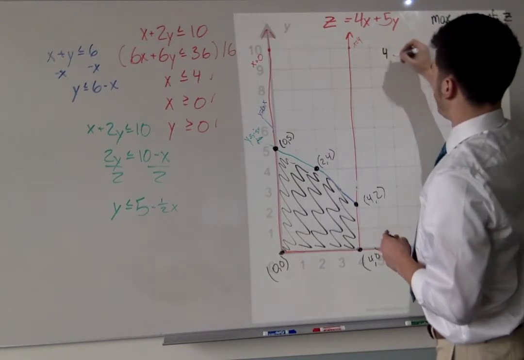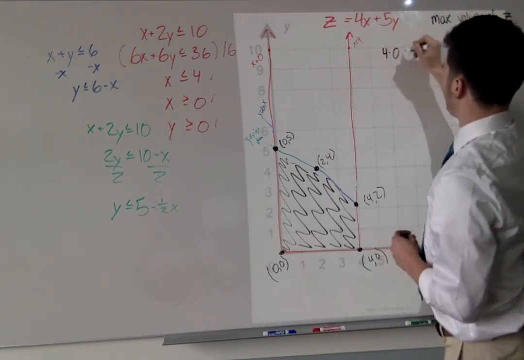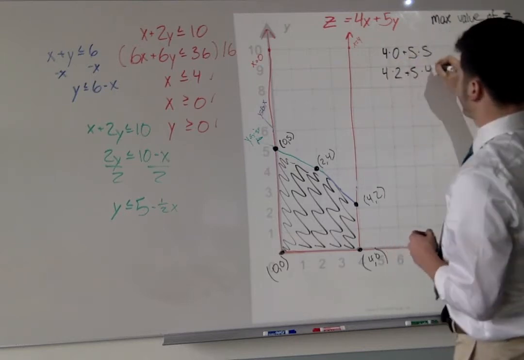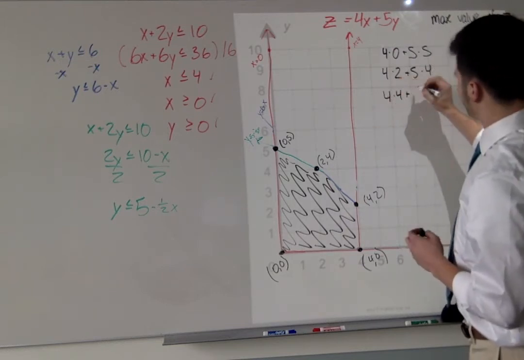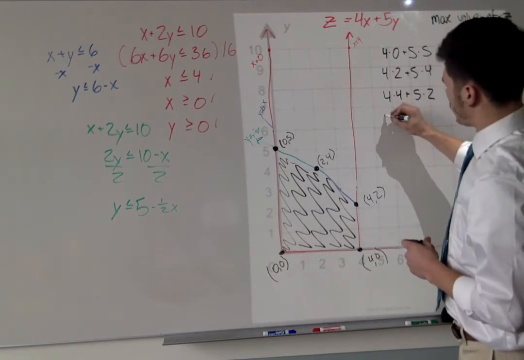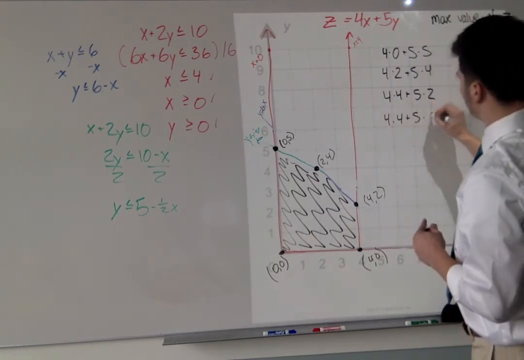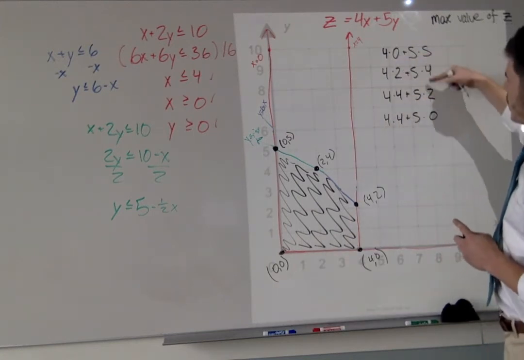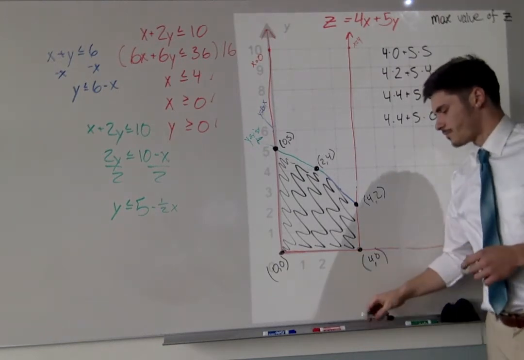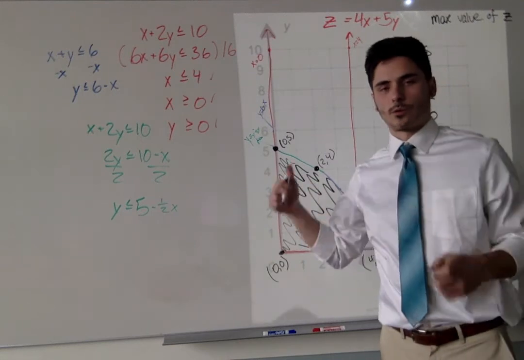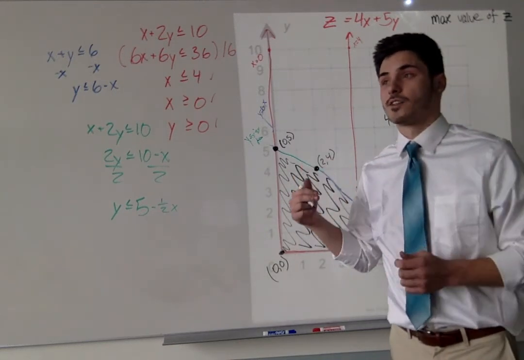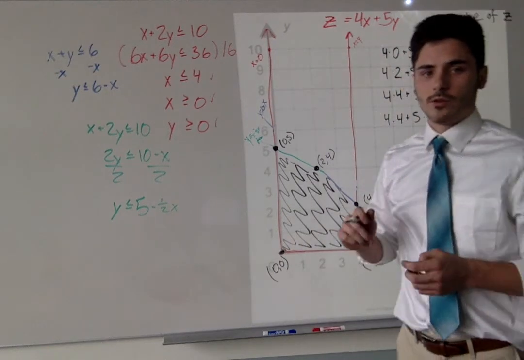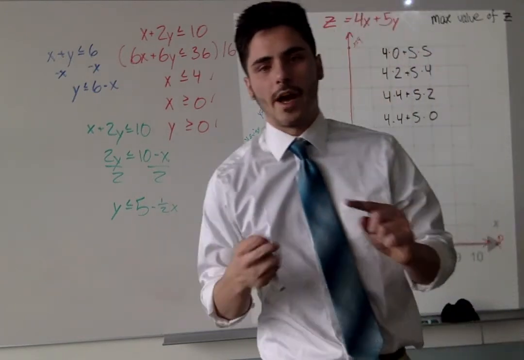So we have 4 times 0 plus 5 times 5. We have 4 times 2 plus 5 times 4. 4 times 4 plus 5 times 2. And 4 times 4 plus 5 times 0. And so these are the vertex points that we're working with. We've got x values and y values of the vertices. And from here we can just calculate this, and whichever one of these vertices has the highest value for z, that's going to be the maximum, and the maximum point is going to be at that coordinate.